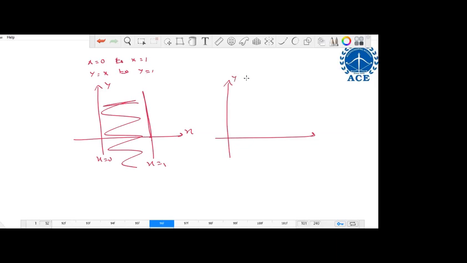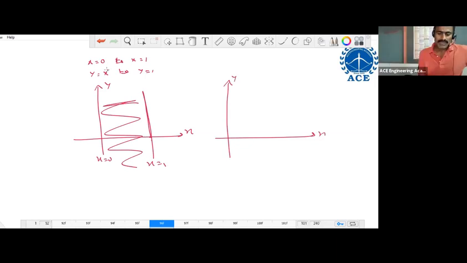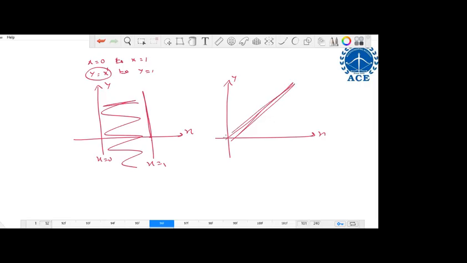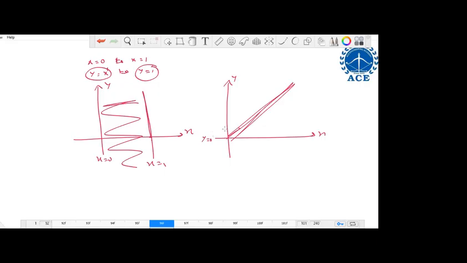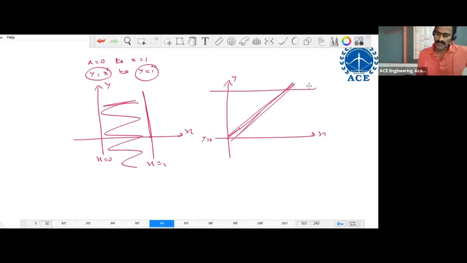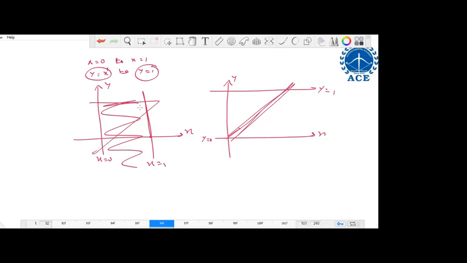Here, the y region starts from which line? Y equal to x is the starting line. What is the ending line here? Y equal to 1. This is y equal to 0, then 1, 2, 3, 4, y equal to 1. That's it. Then we combine both. This is the region.